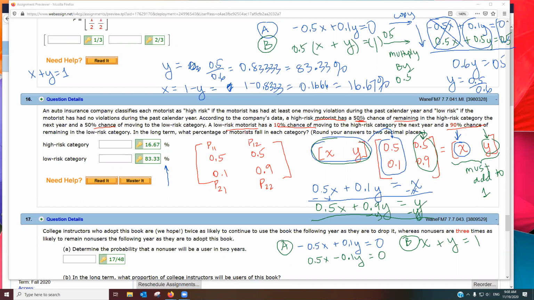So to find the steady state or long-term distribution vector, what you have to do is take a row vector xy multiplied by the transition matrix, and you have to get back to that same vector xy. But to solve this system of equations, you have to throw one more equation into the mix. You have to use the fact that when you add x and y, those two probabilities have to add up to 1.